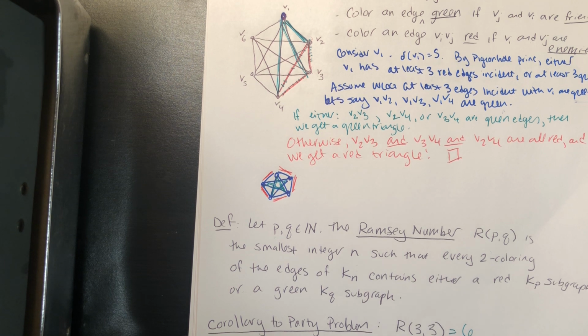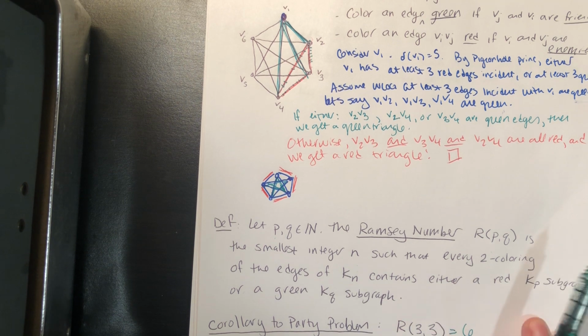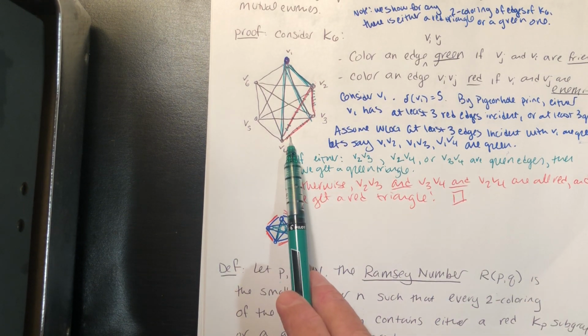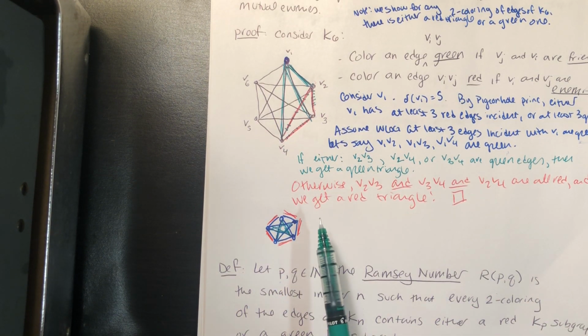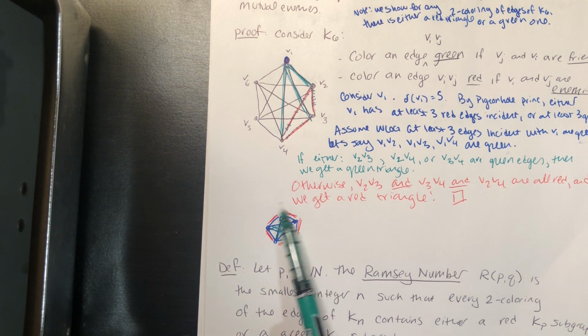So we proved in the party problem that R(3,3) is 6 because we showed that every coloring is guaranteed to have a red or a green triangle. And we also showed that it can't be any less than 6 because it's possible to construct a K5 graph with an edge coloring such that there is no induced K3 red triangle and there is no induced K3 green triangle. So R(3,3) is equal to 6.